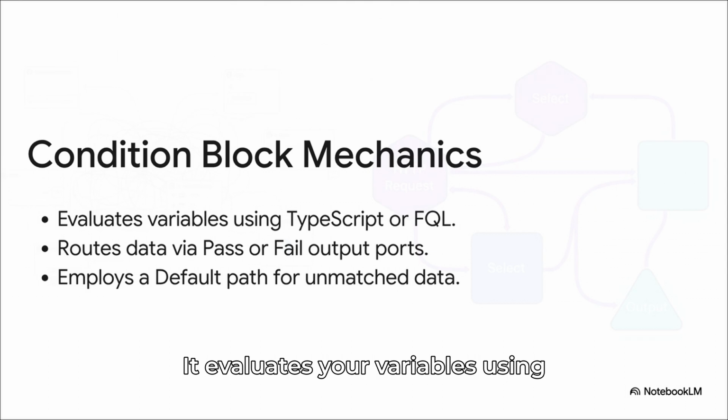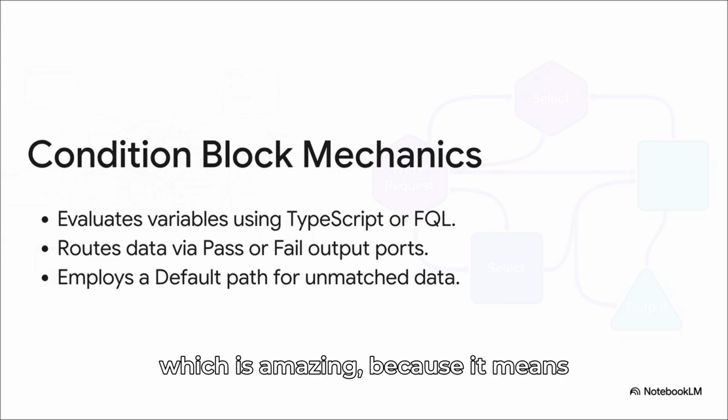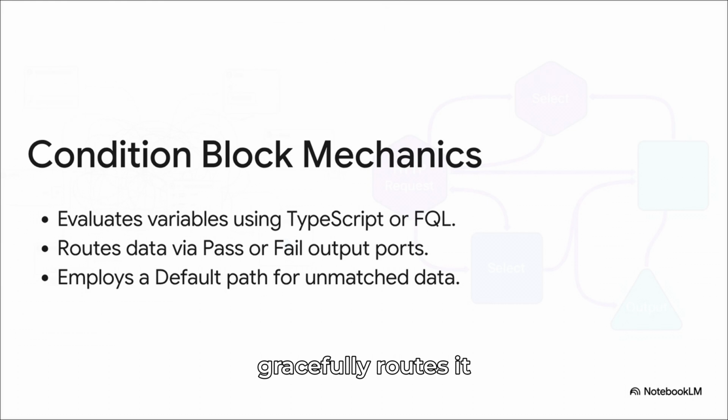It evaluates your variables using either some simple TypeScript or Postman's own flows query language. If the condition is met, cool, it routes the data right through a pass port. If not, it gets routed through a fail port. It even has this built-in default path, which is amazing because it means your workflow won't crash if it hits weird, unexpected data. It just gracefully routes it right over to an error handling block.